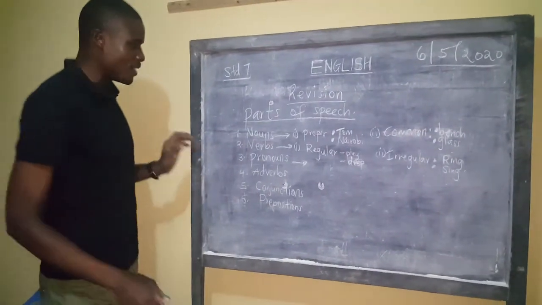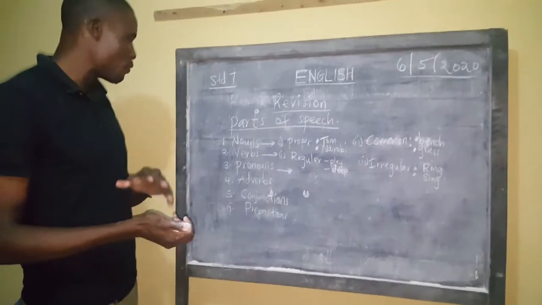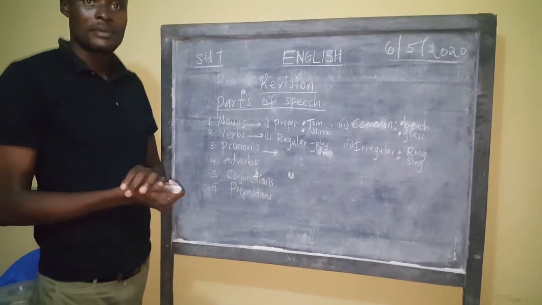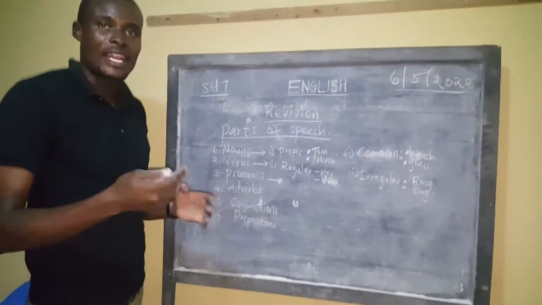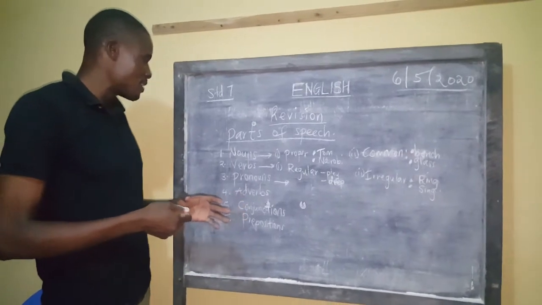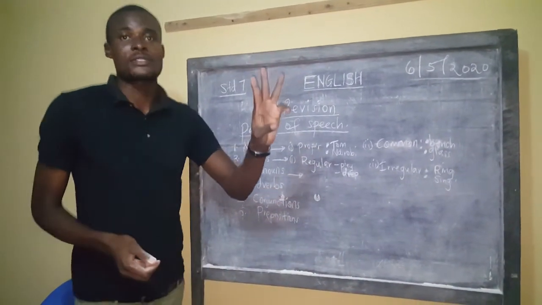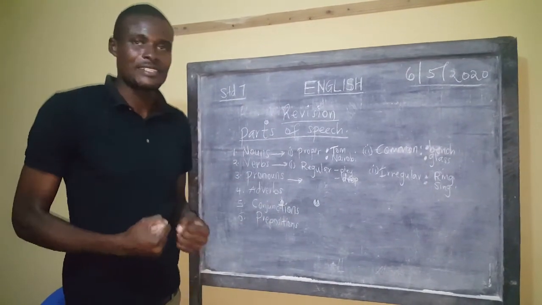Then we have number 4, that is adverbs. Adverbs are words that are used to describe actions. We talked of a verb being an action word. So adverbs are used to describe how actions are done. And we divided them into 3 categories. We have adverbs of manner, that describe how certain things are done.